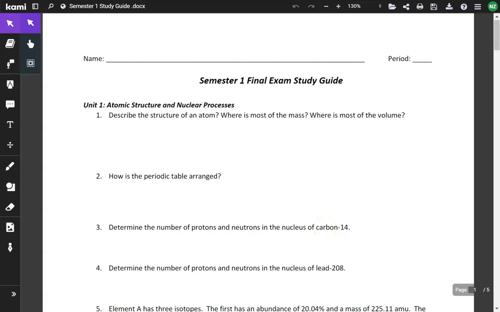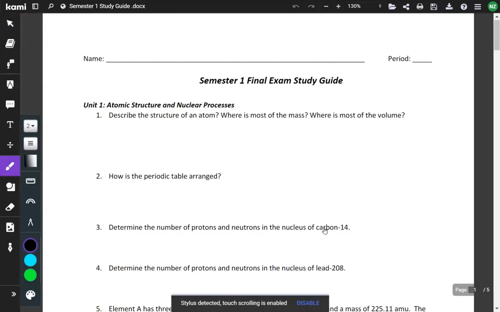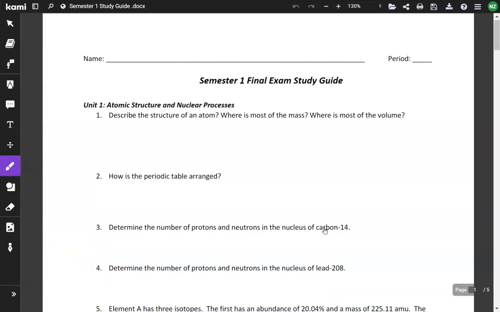In this video, we're going to go through the entire first semester study guide for Chem 1. All right, so let's start with the first question. It says, describe the structure of an atom. Where is the most mass? Where is the most volume?